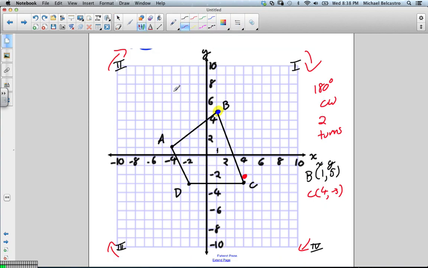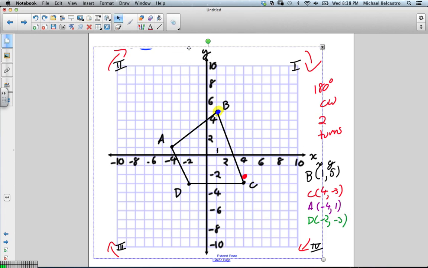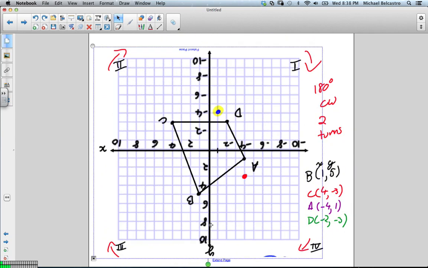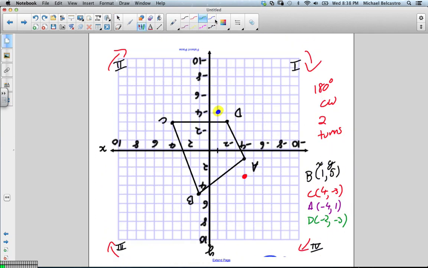And let's do the other two quickly. A is what coordinate? Negative 4 and 1. Good. And what's the D? Negative 2 and negative 3. Excellent. Well, we're going to rotate this page.